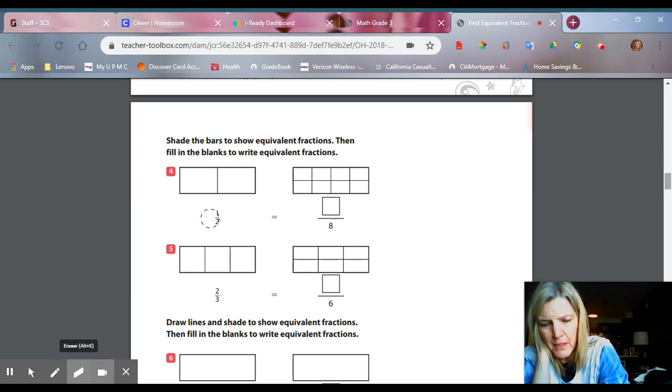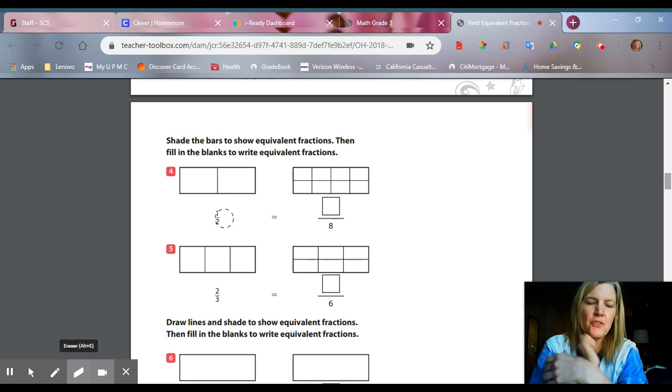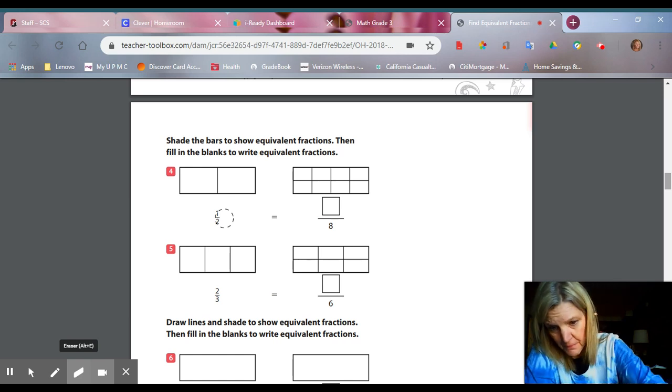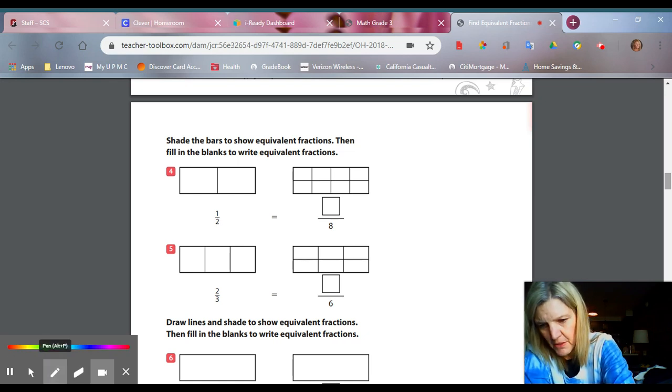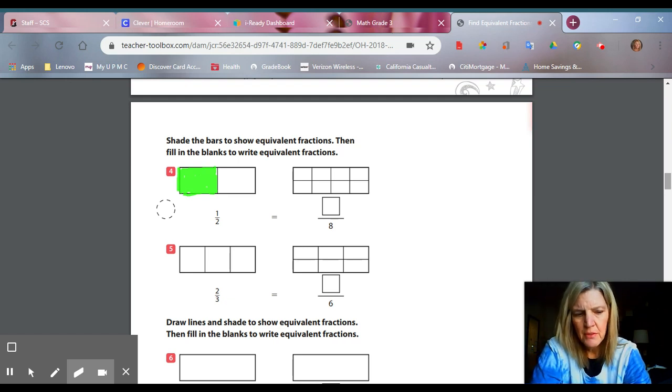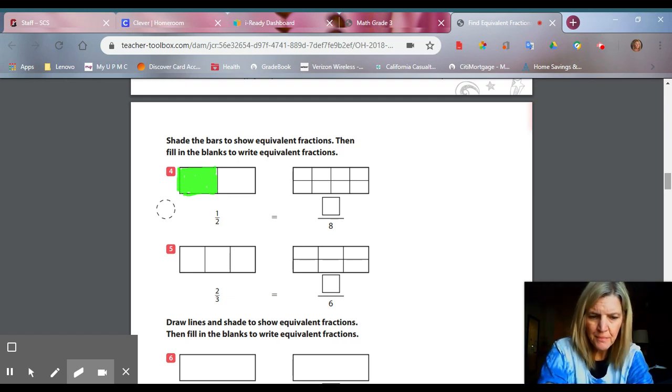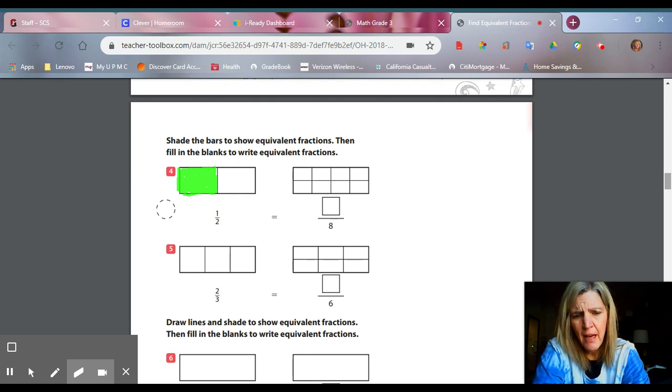And of those 2 equal parts, how many of those equal parts are you going to shade in to show half? The numerator will show you that. So you will be shading in 1 of those. Go ahead and do that. Okay, so you should have that bar shaded to show half. They want to know 1/2 equals how many eighths.